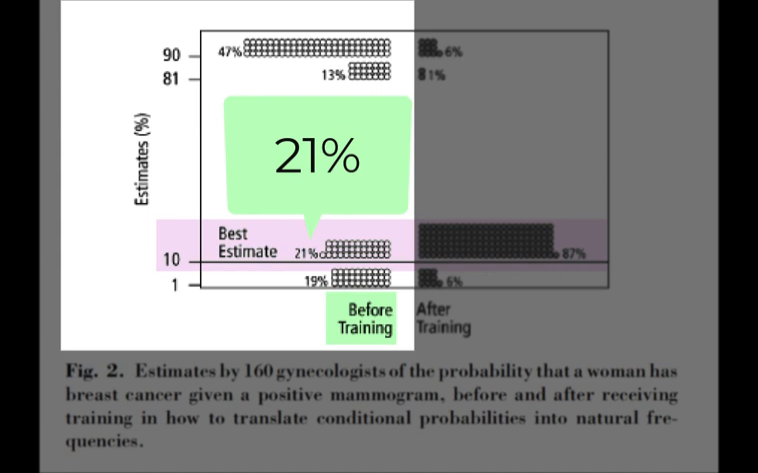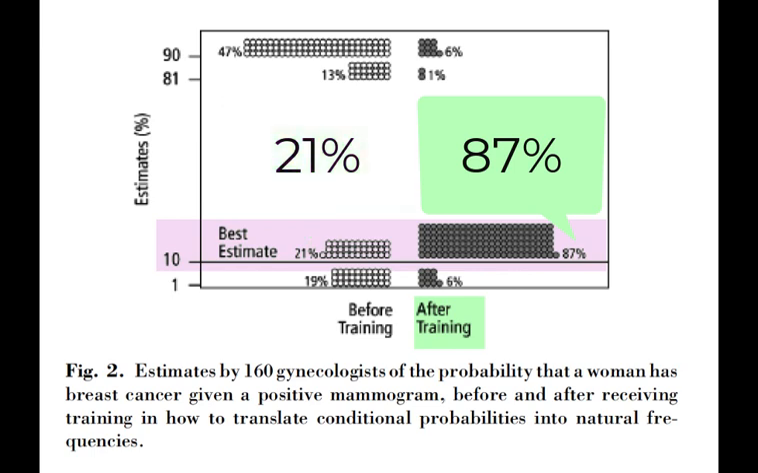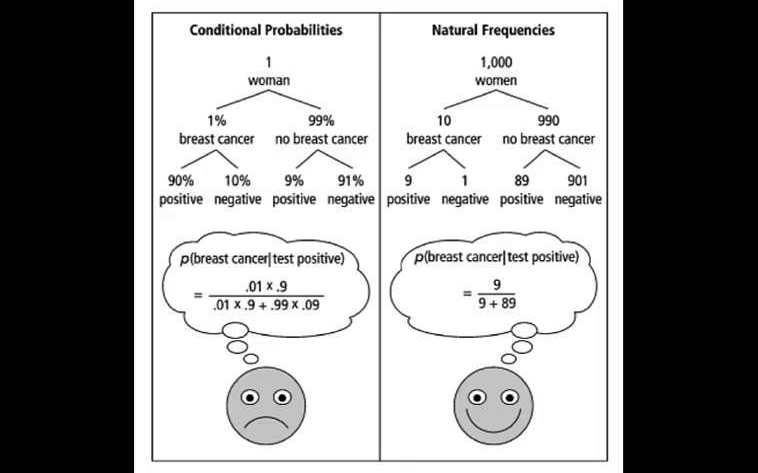Gigerenzer's team gave the doctors training, and they improved markedly from 21% correct to 87%. The training was, let's say, somewhat effective. There's a link to his great article in the description. To do the training, they left behind the lingo of probability on the left side of this diagram and went with a visualization of the same information as a picture of 1,000 people and what the subgroups are on the right side of the diagram. Much easier to grasp for most people.